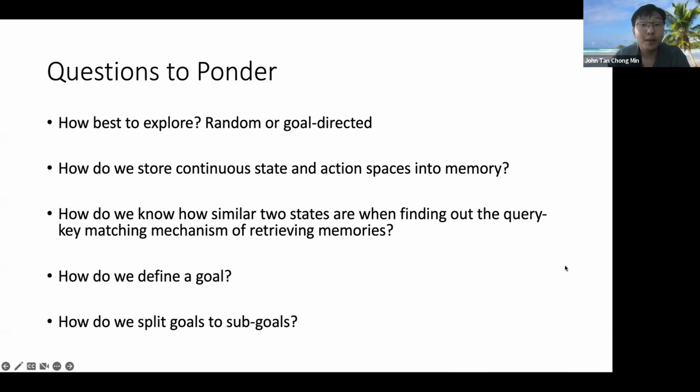Okay, if not, I would say that most people would think that goal-directed is better. It's more efficient because it gets you to where you want to go.